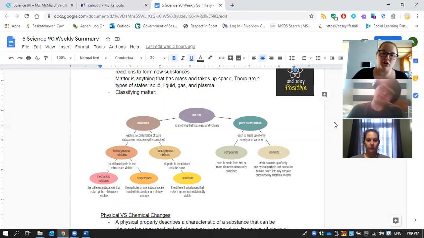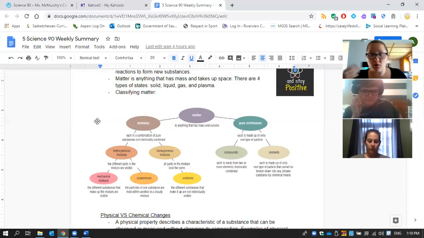If it's a mixture, this is a combination of pure substances, not chemically combined. So you'd be looking at this little area here and say maybe you have table salt and water. Those would be 2 different pure substances that you can mix together to make a mixture. So if you have a mixture, then you could also have a subclassification of either a heterogeneous mixture or a homogeneous mixture. If it was a heterogeneous mixture, this is where you could see the different parts in the mixture.